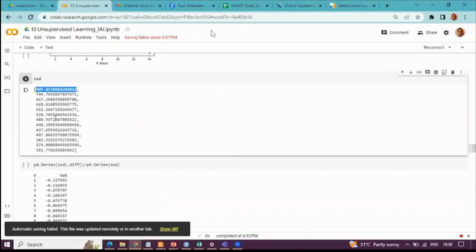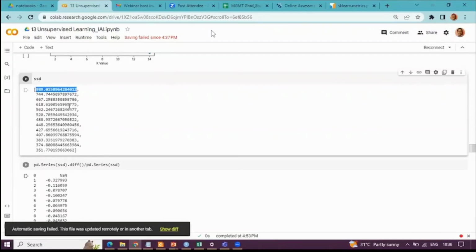But when I went to 4, there was no fall. The fall was very, very marginal. So if the fall is very marginal, I don't need to move from a 3 cluster solution to a 4 cluster solution. But from a 2 cluster solution, I can very well move to a, so you could see here, one more.